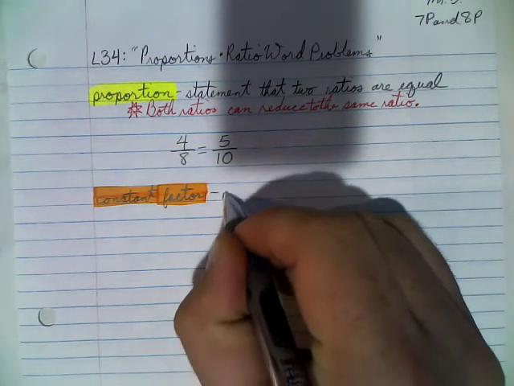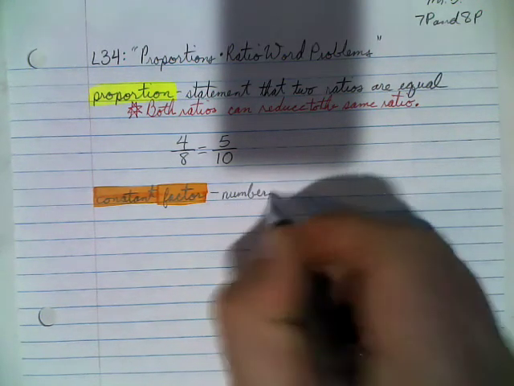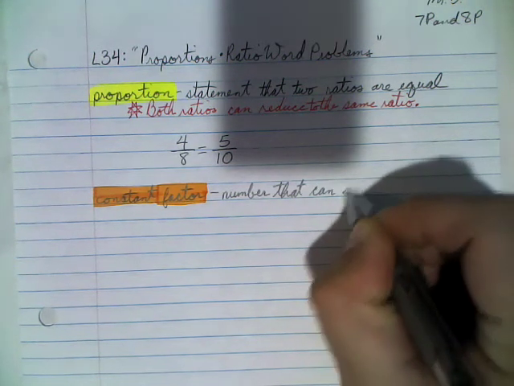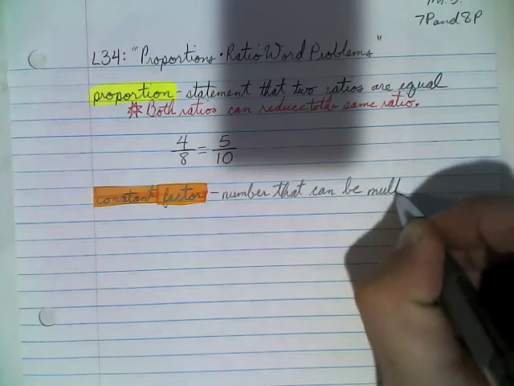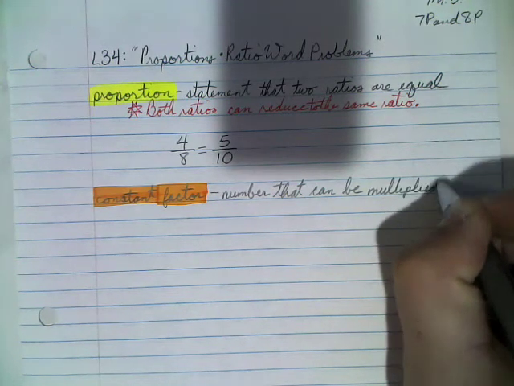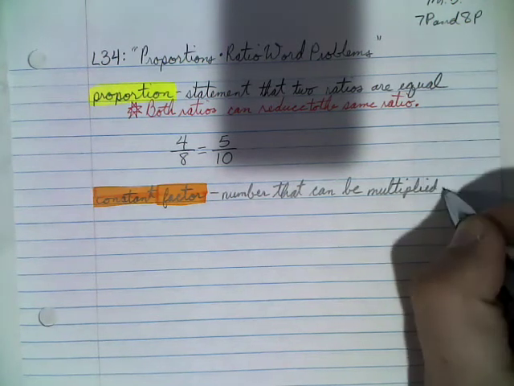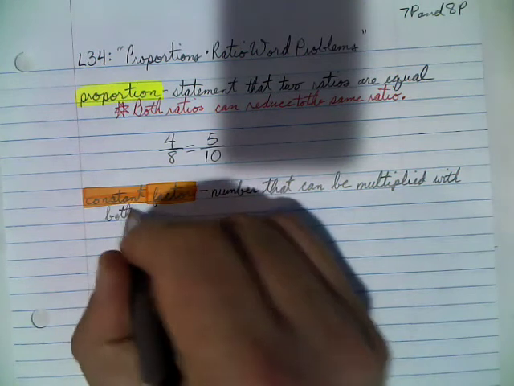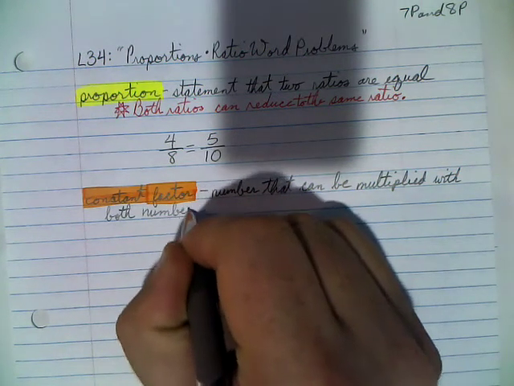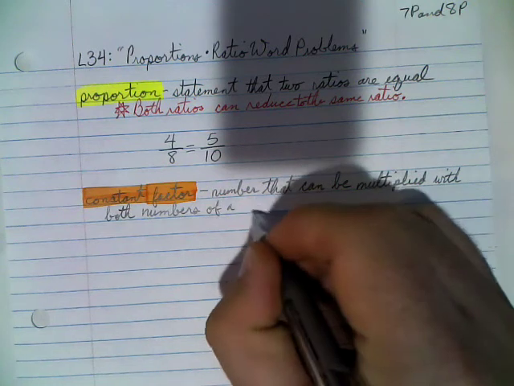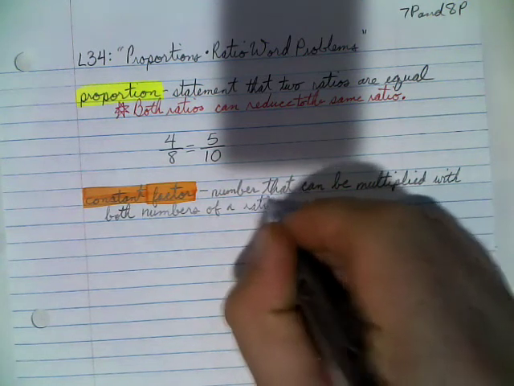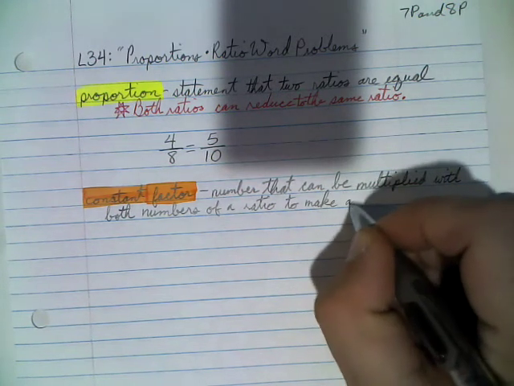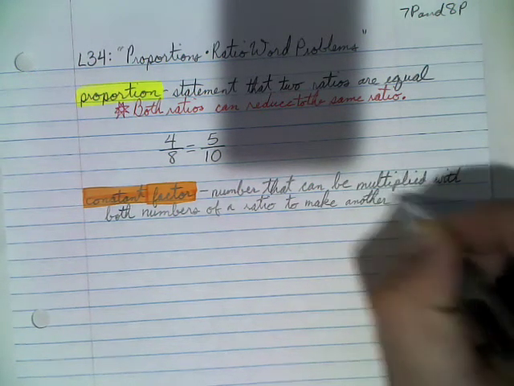And it is a number that can be multiplied with both numbers of a ratio to make another ratio.